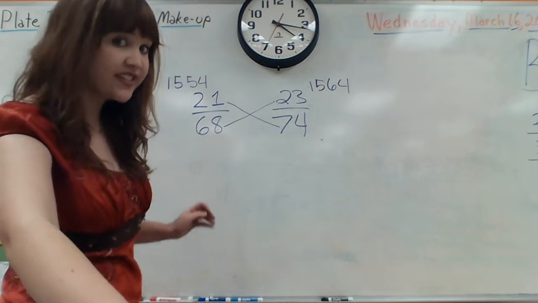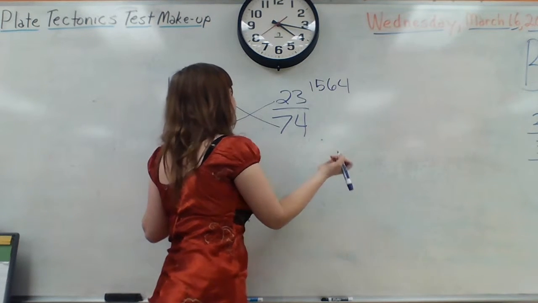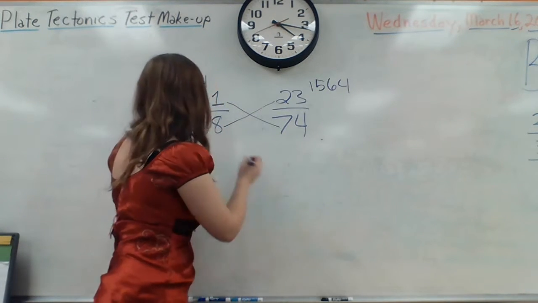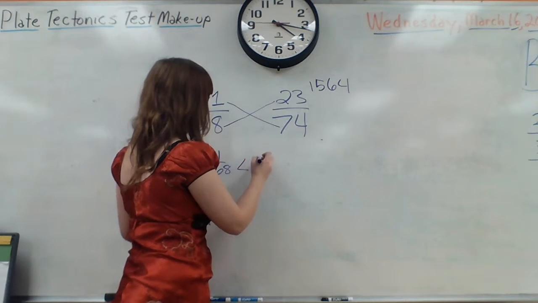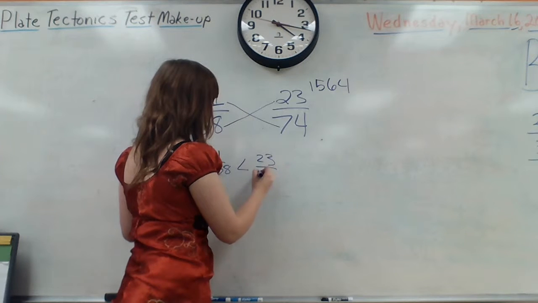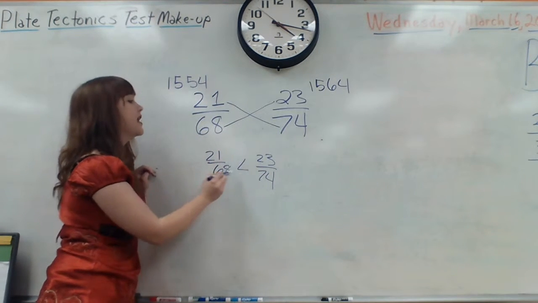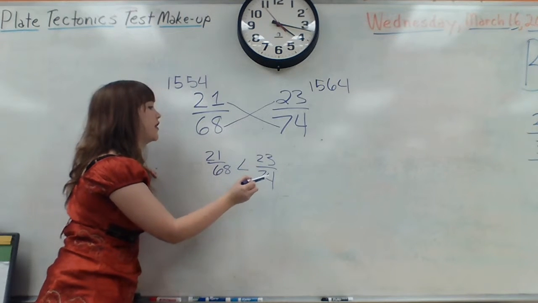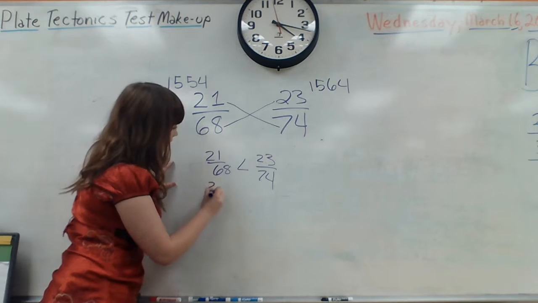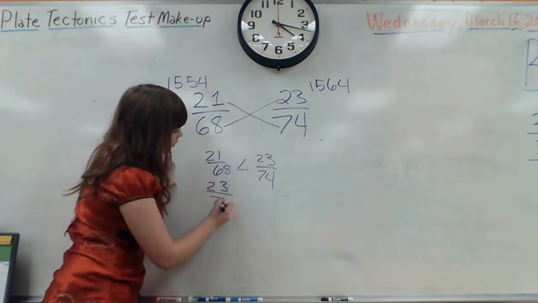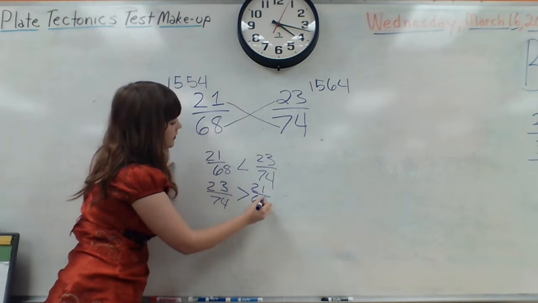Because 1564 is the larger number, 23 over 74 is our larger fraction. So 21 over 68 is less than 23 over 74. Or you can rewrite that as 23 over 74 is larger than 21 over 68.